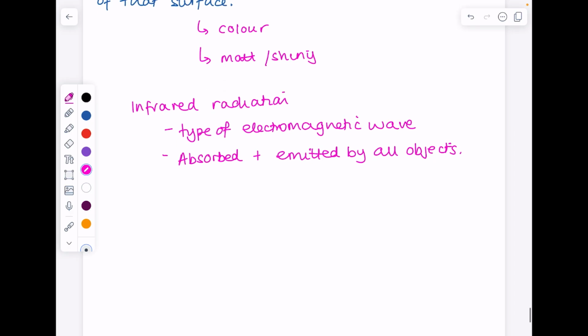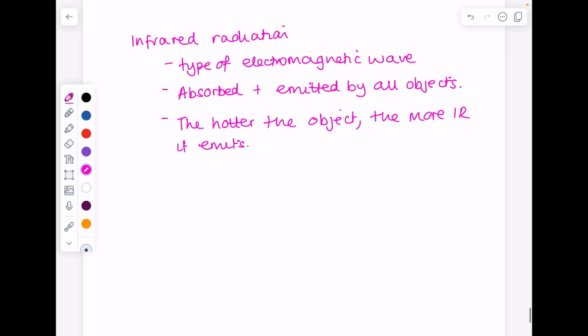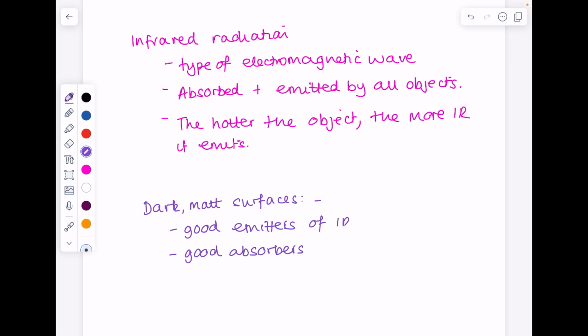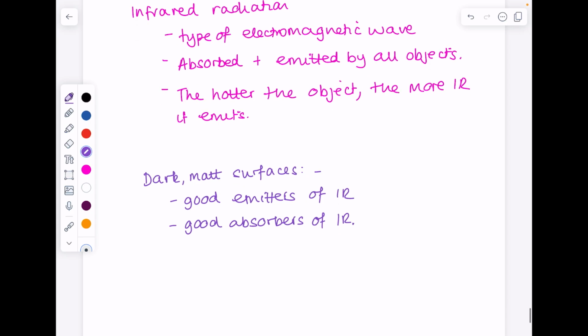And one thing to be aware of is that the hotter the object, the more infrared radiation it emits. So if we now talk about colour and the type of surface, you'll find that dark matte surfaces are going to be good emitters and good absorbers of infrared radiation. So my hair is basically black, and I do notice that on a hot day my head feels very hot because my hair has absorbed a huge amount of infrared radiation. It's also giving off a lot of infrared radiation.